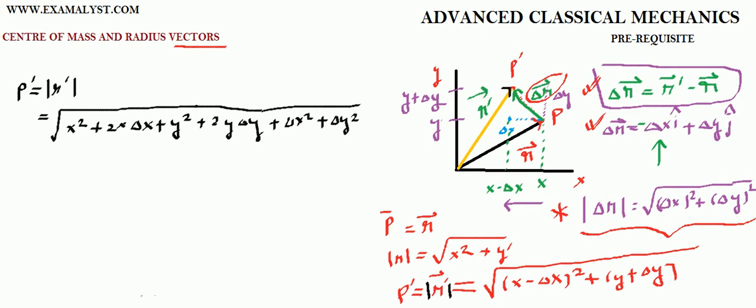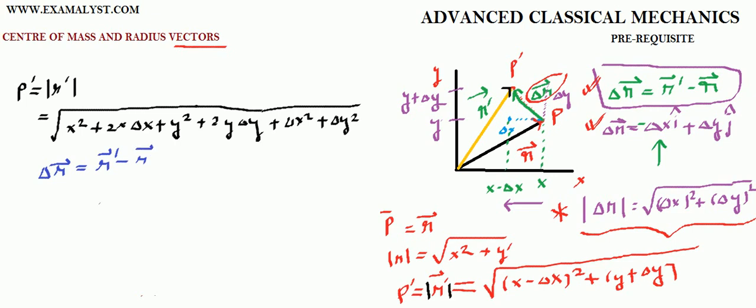Now if you look at another relation, what was our initial relation? We know that the delta r vector can be written as r dash vector minus r vector. Agreed?